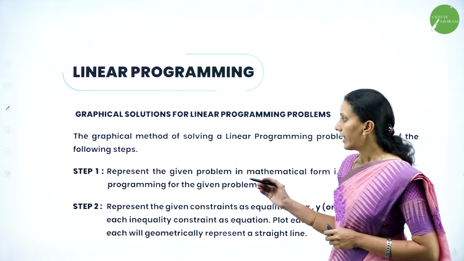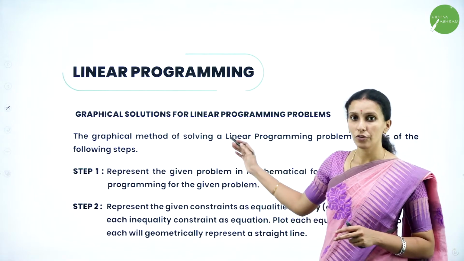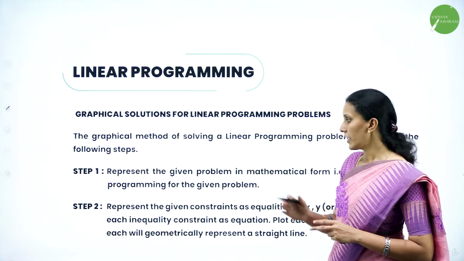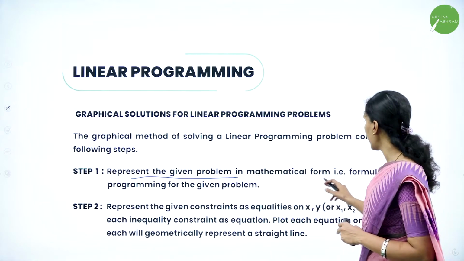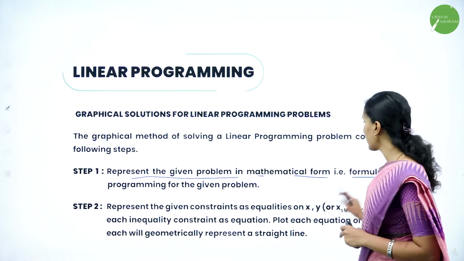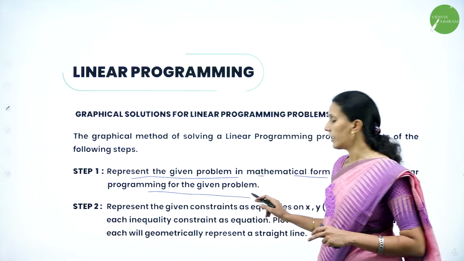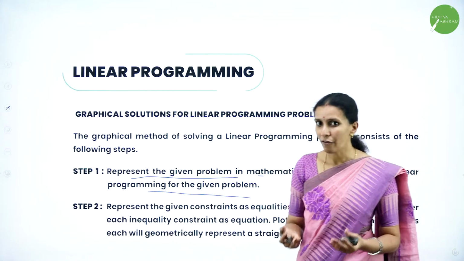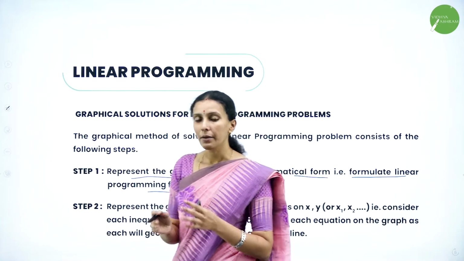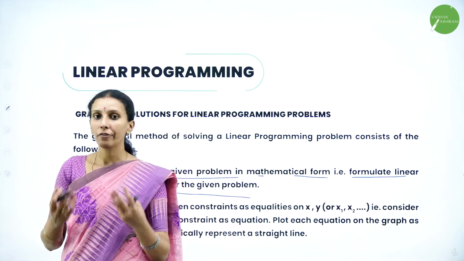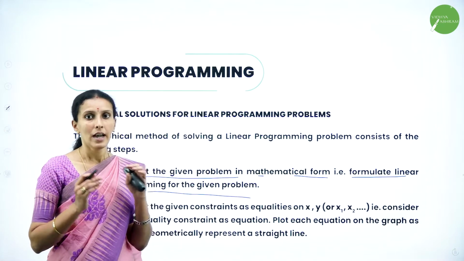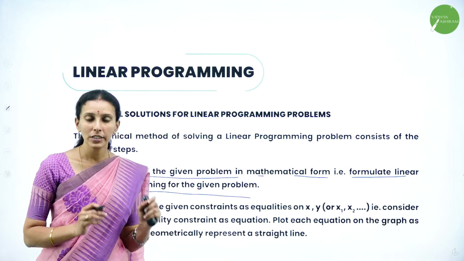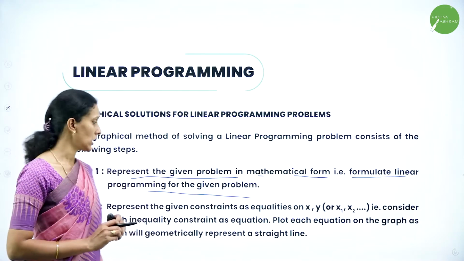We have taken it in the form of steps. These are the following steps. Step 1 says, represent the given problem in mathematical form. Formulate the linear programming problem for the given problem. That we have already done. A certain statement problem is given. We have to formulate the objective function in the form of a linear equation and linear inequalities.